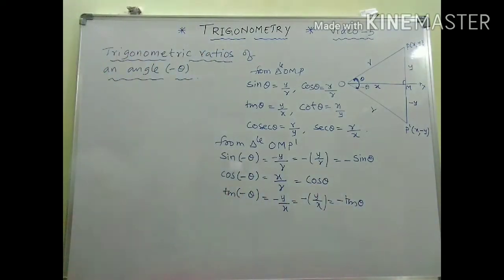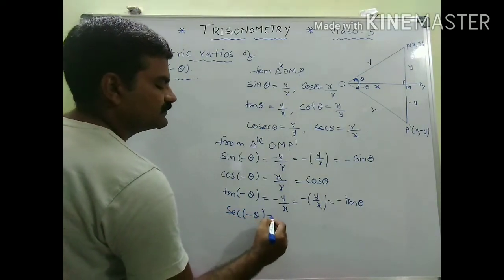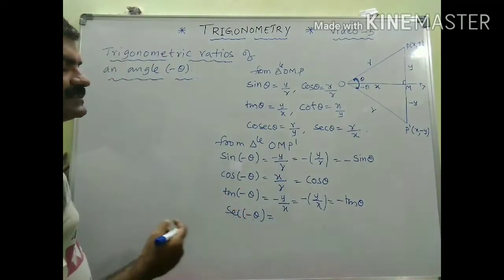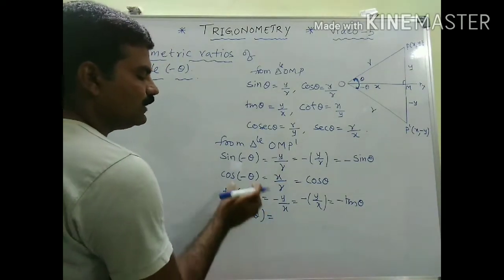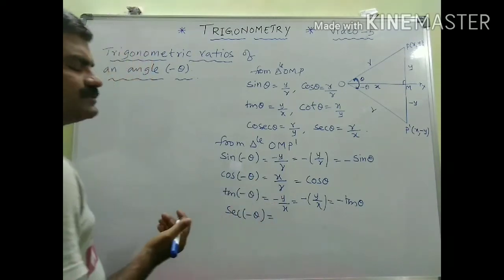So tan of minus theta is nothing but minus tan theta. Right? So coming to secant of minus theta. Secant of minus theta is nothing but what? 1 by cos of minus theta. Isn't it?